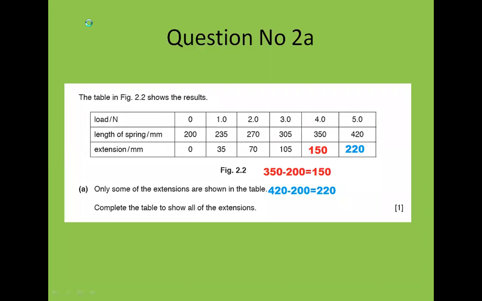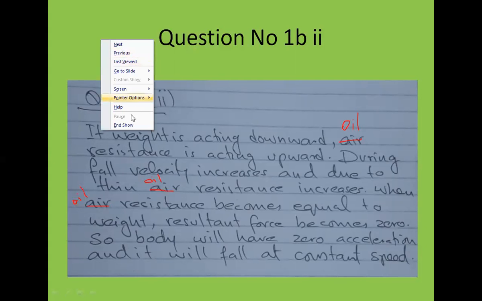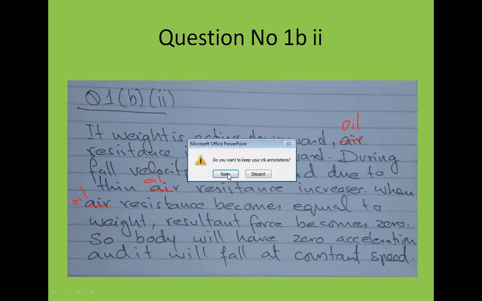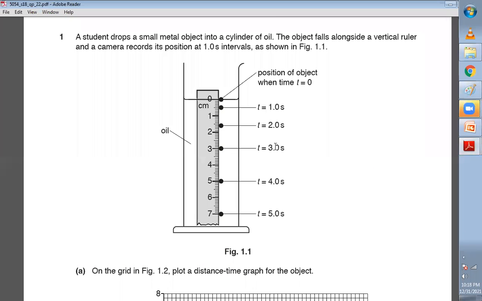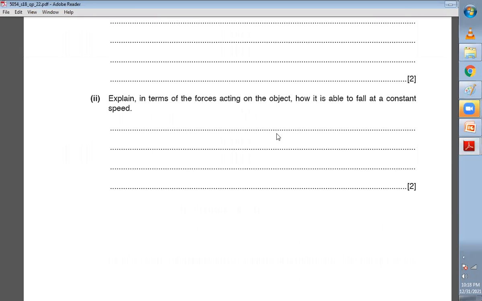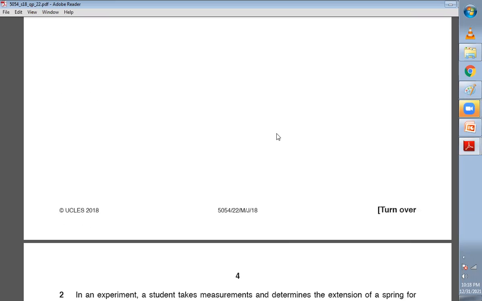So that's the answer. Okay, so let's move to the next part. Okay, so question number 1 is over.